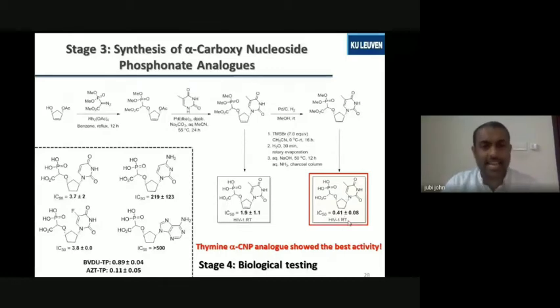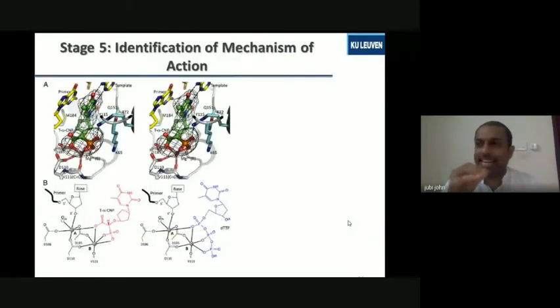The next stage is, whenever you find that a molecule is active against any microorganism, you need to know the mechanism of action. So what we did is we made a complex of our molecule with the reverse transcriptase enzyme, and we checked the X-ray crystal of this molecule.